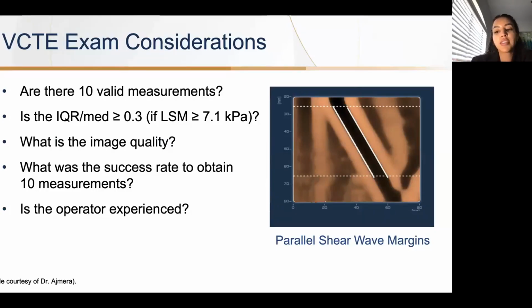So here on the right, you can see a very high quality scan. And so that's what a quality scan would look like when we're taking a look at the FibroScan results. And then at what success rate were these 10 measurements obtained? So we want to make sure that we're not doing 100 measurements. We want those good quality 10 measurements to be kind of close to each other.